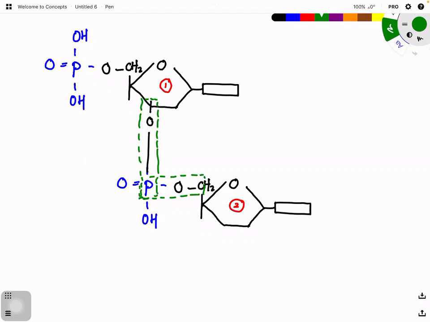So we have the first ester bond. This is another ester bond. So combined together with a phosphate group, this bond is called a phosphodiester. Are you clear? This bond is called the phosphodiester bond. So if we put it here, it will be C-O-P-O-C.